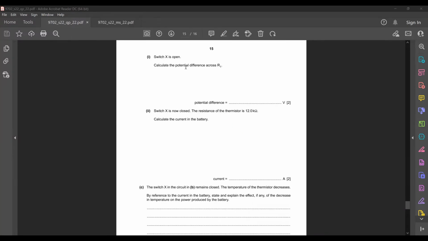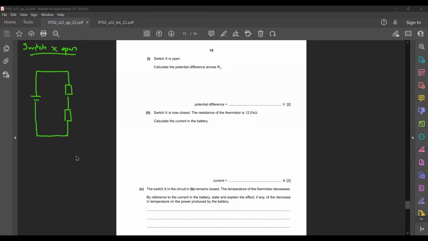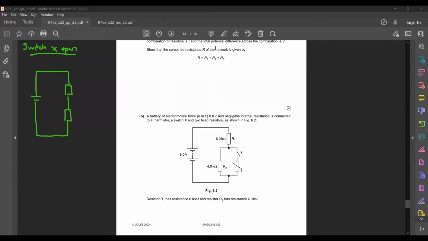If switch X is open, it will probably be better just to draw the diagram. If switch X is open, your circuit looks like this right now. With switch X open, I don't really need to bother about this part, I just disregard it. I just consider the parts where current can actually flow. So you will see that current is flowing like this.